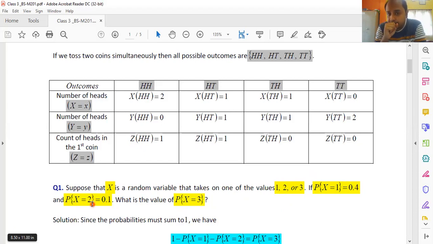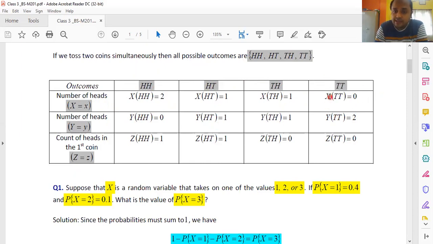Now, remember one thing. Suppose I consider this particular example above, and forget about capital Y and capital Z. I am sticking to capital X only. You have these 4 outcomes and these 3 values, 2, 1, and 0. Now, if I consider that these coins are unbiased, and I ask you what is the probability of these outcomes, you will immediately say the probability of HH is 1/4, probability of HT is 1/4, probability of TH is 1/4, and probability of TT is 1/4.